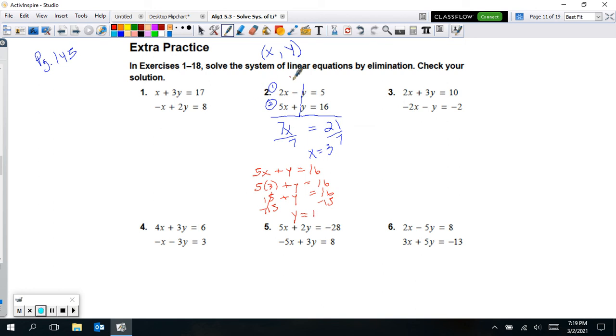So our ordered pair for number 2 here, the answer for number 2, I'll put it up here, 3 is x and y is 1. So it's 3 comma 1. All right, let's come down and try number 4.